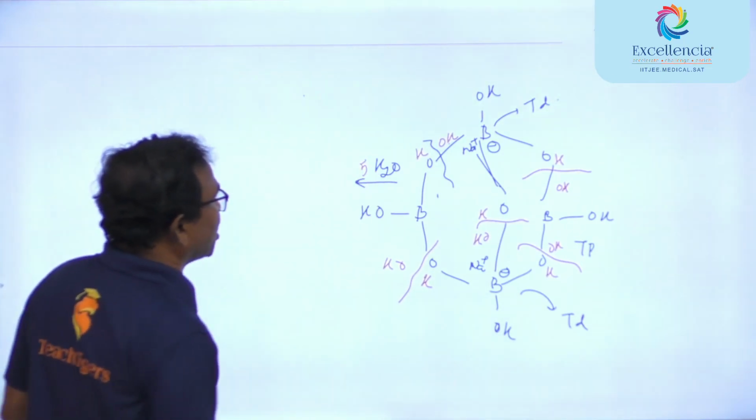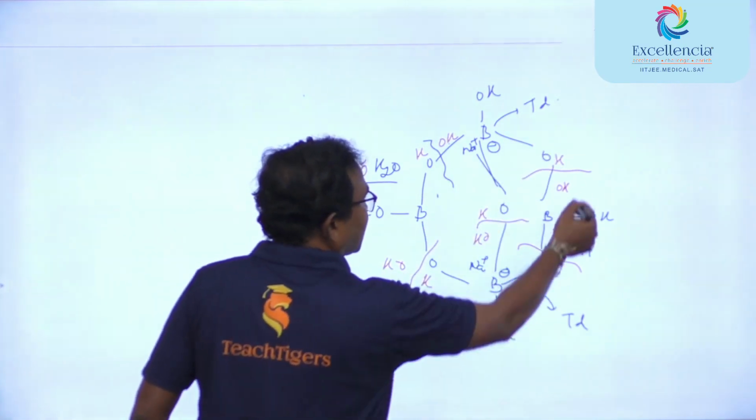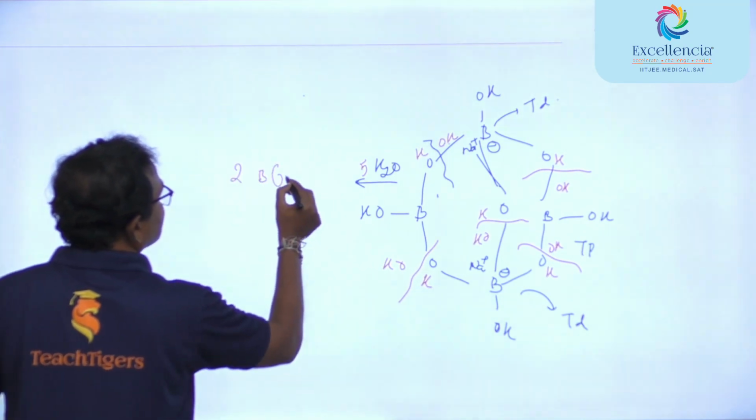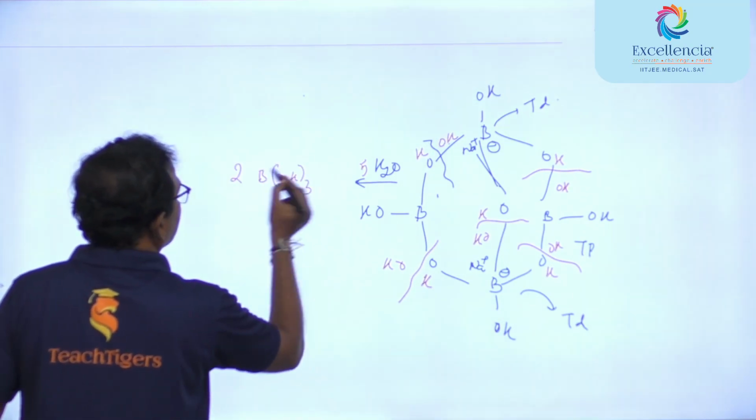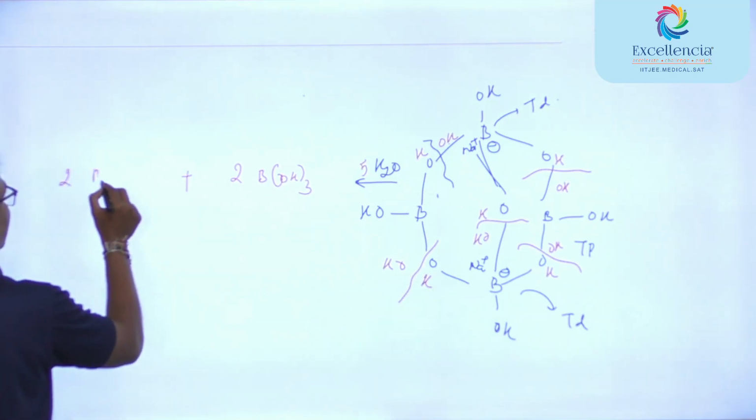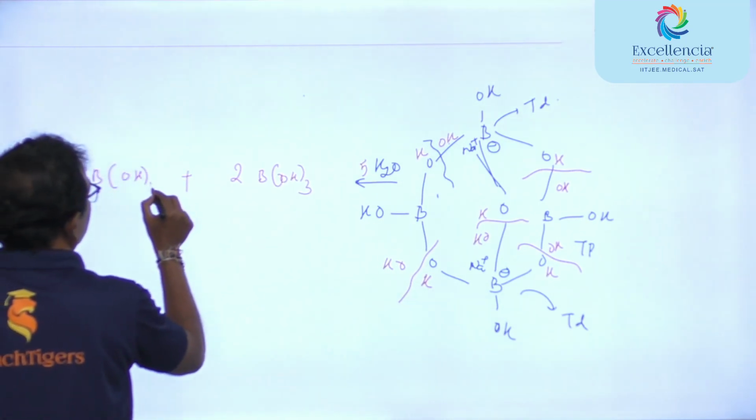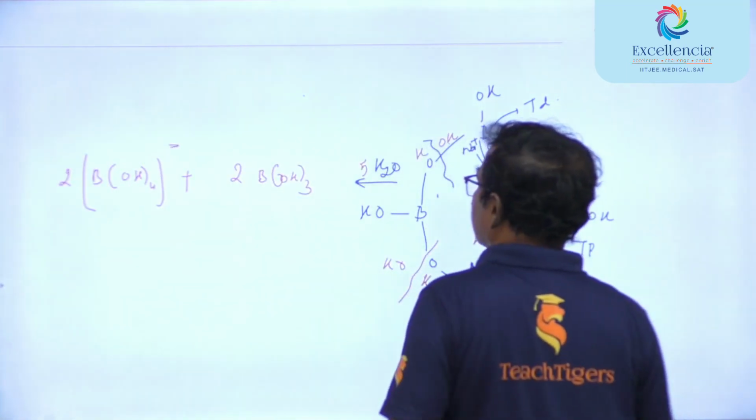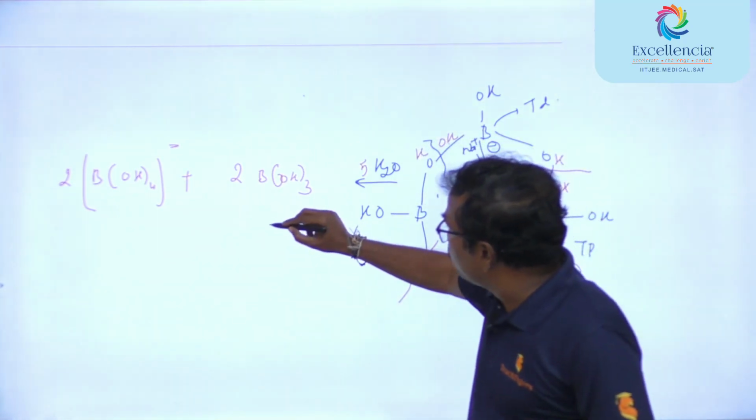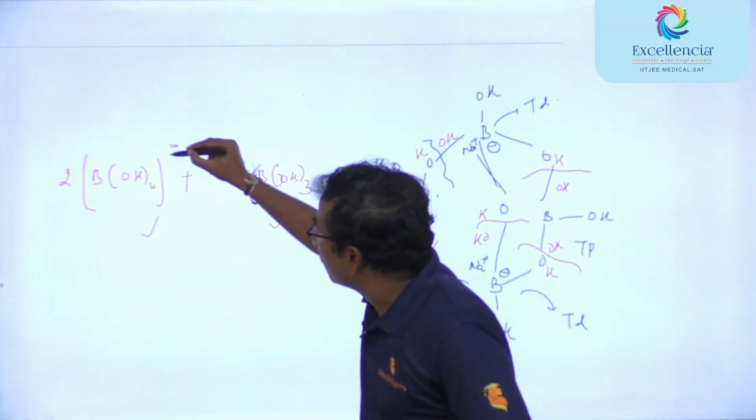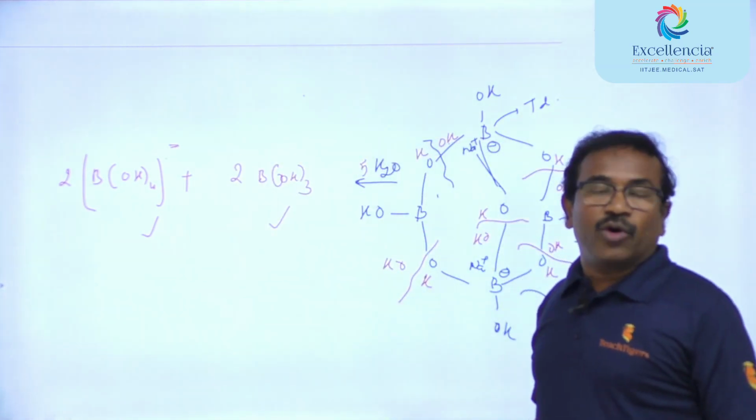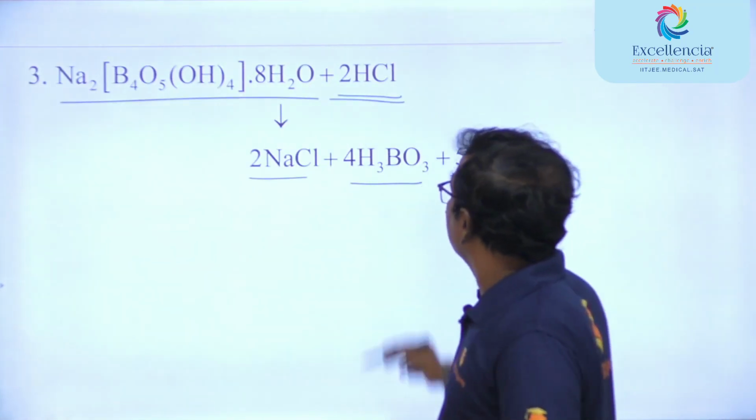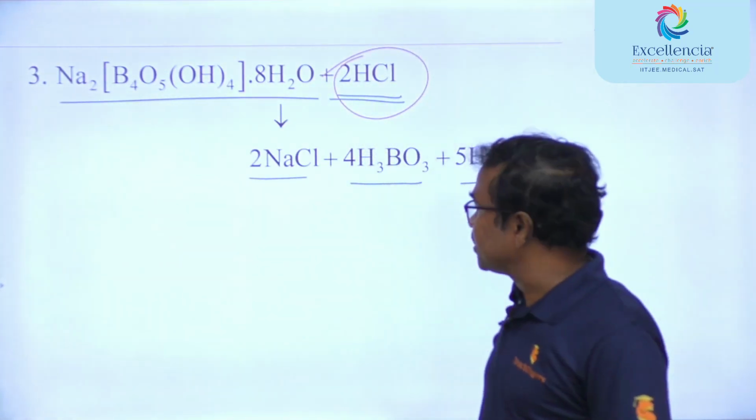And what is that giving rise to now? This part will give you 2 moles of boric acid plus 2 moles of B(OH)4 minus. The first step is hydrolysis, wherein you are getting 2 moles of boric acid and 2 moles of B(OH)4 minus. Now the question is, if you look at the reaction, it is reacting with HCl, an acid.